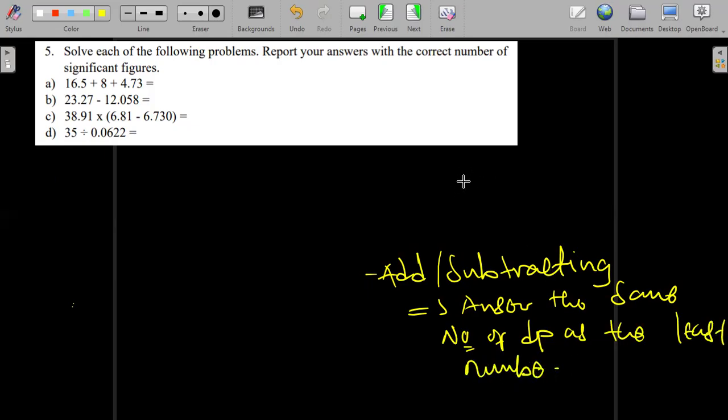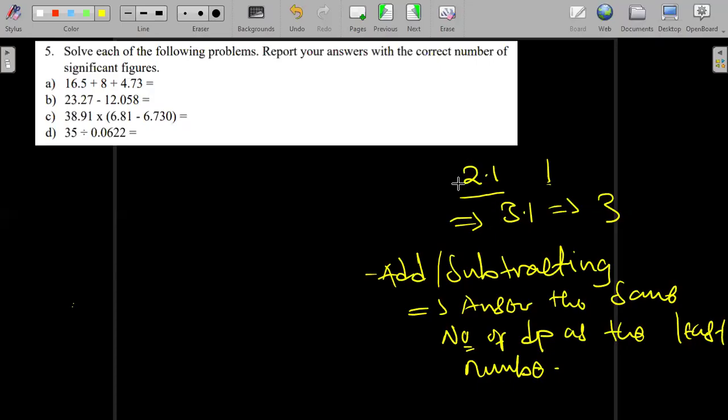So meaning that if I'm adding 2.1 to 1, if I add these 2, I'm going to get 3.1. Your final answer should have the same number of decimal places as the number with the least number of decimal places. This one here has 1 decimal place, and this one here has 0. So your final answer when you add these 2 should have what? 0 decimal places. So our final answer here will just be 3. Okay? That's the rule when you are adding or subtracting.